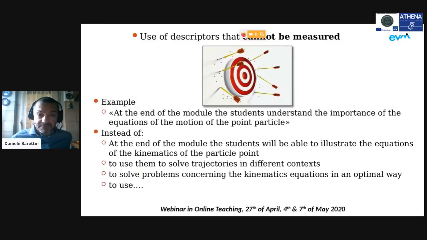Also, the so-called descriptor sometimes cannot be immersed. So you have to be very, very clear. Also, I put some example. So not the importance of the question of the motion, which is the importance. You have to specify, give them the perfect situation for this equation or for whatever you are teaching. So be more clear than you are used to be.